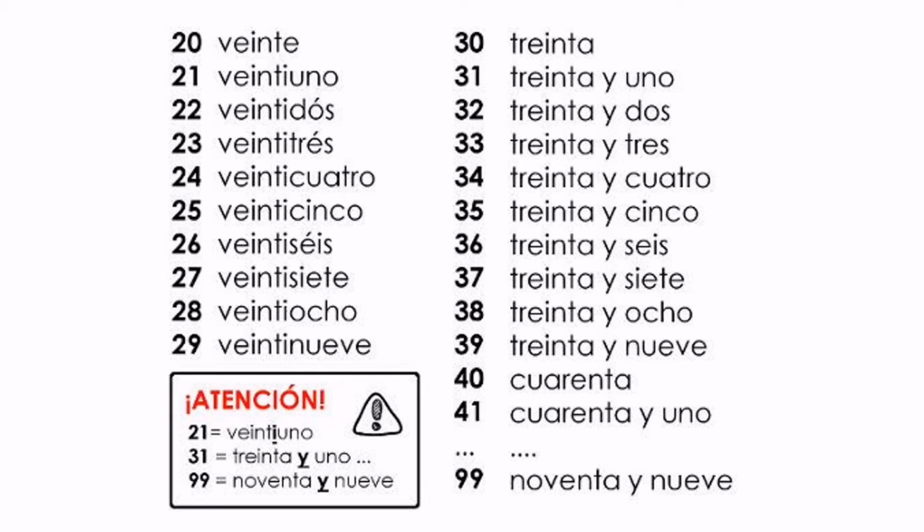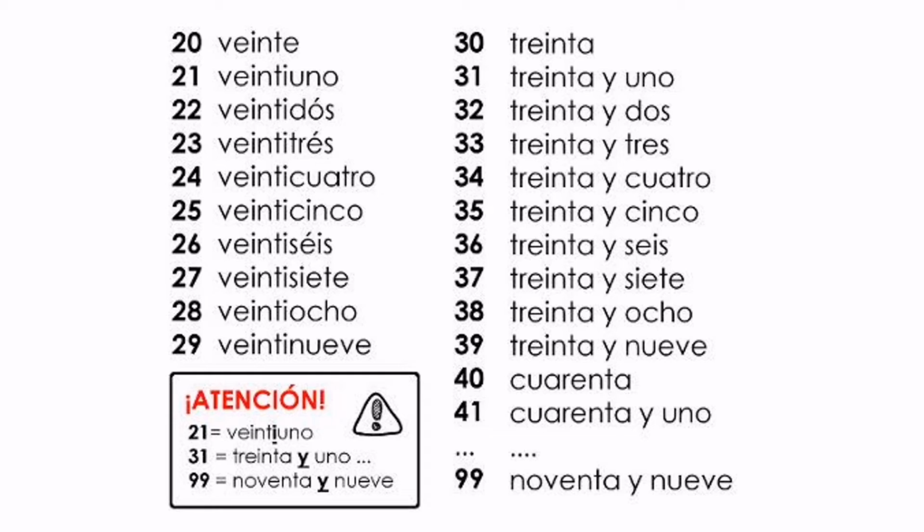Now, if we want to say, for example, 21, 22, 23, 34, 72, how do we say that? They all follow the same rule. We're going to start with the 20s because the 20s are an exception, but all the others from 30 to 99 follow the same rule. So 20 is veinte. We keep the veinte, we just remove the E, the letter E, and we add an I. So we say veinti, not veinte, and we add all the numbers.